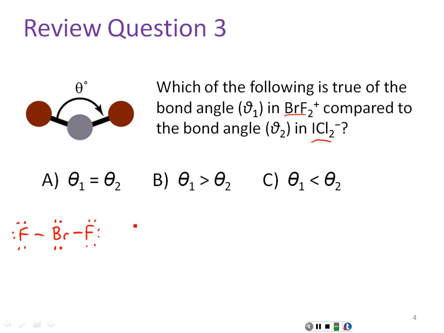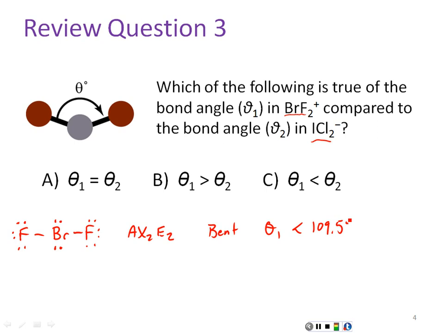So this is AX2E2. That will give a bent molecular geometry. So theta 1 will be less than 109.5 degrees. Remember that 109.5 degrees would be a tetrahedral geometry, but since we have 2 lone pairs, the angle is going to be slightly less because the lone pairs give greater repulsion.